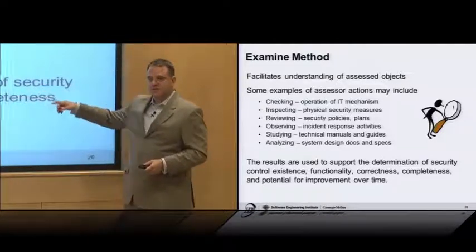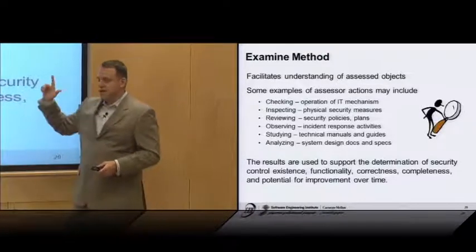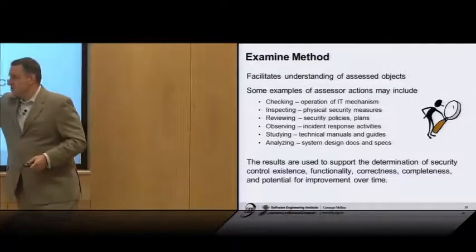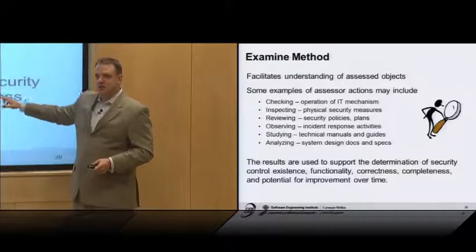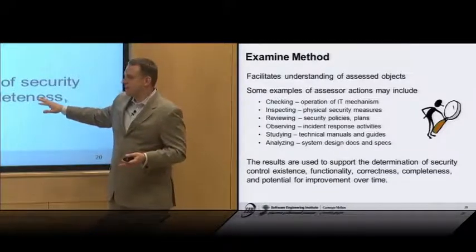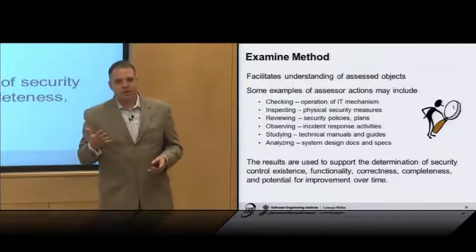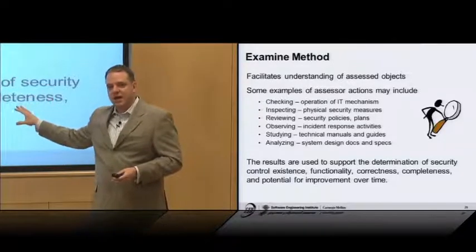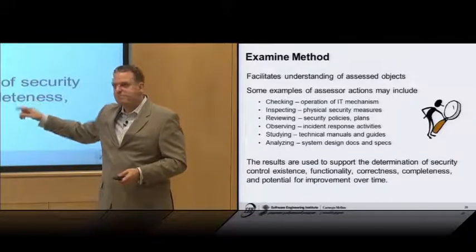So again, what you're looking at is, does it exist? Security control existence. So does a control exist? Is it functionally able to do what it's supposed to do? Is it doing it correctly? Is it meeting the intent completely for us? And can we improve this anyway? So those are kind of the 5 areas that you're looking at when you do the examine method here.